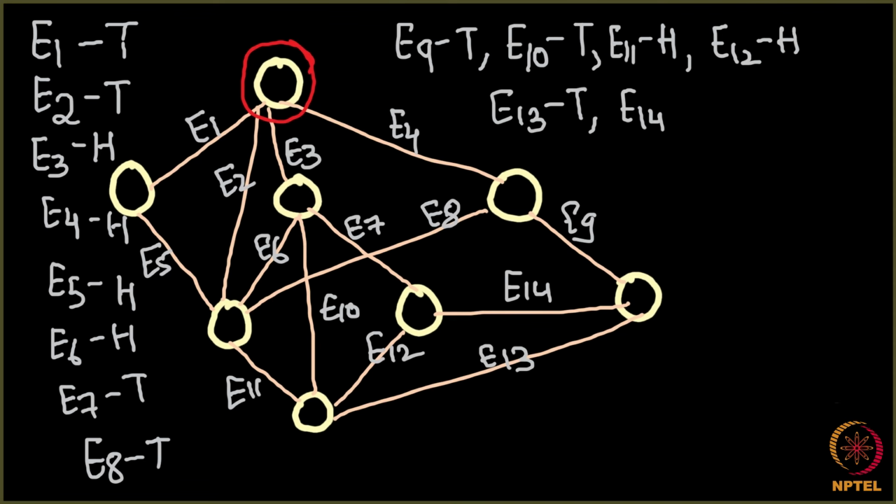E14, tail. Okay. So what I am doing is I have flipped a coin for all the edges at the beginning itself. I am not running this process time wise. Now what do I do?